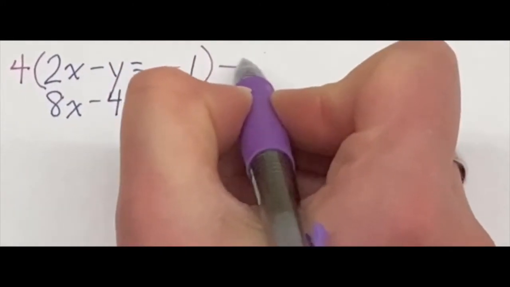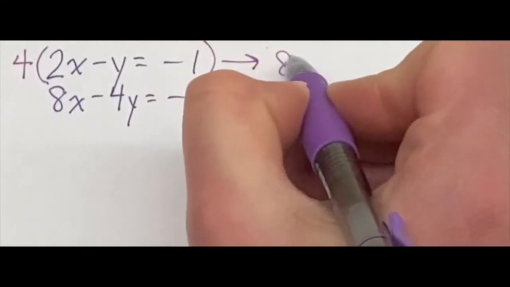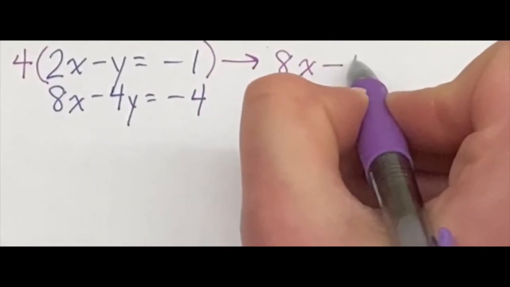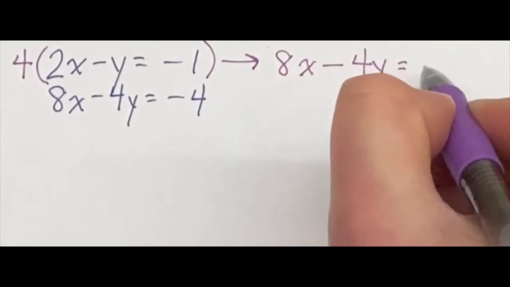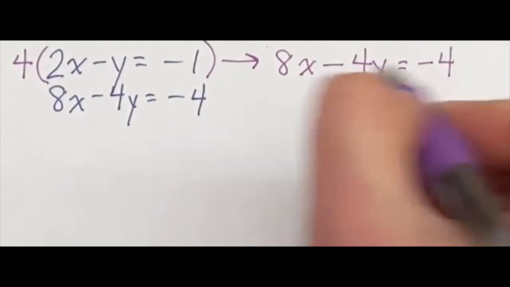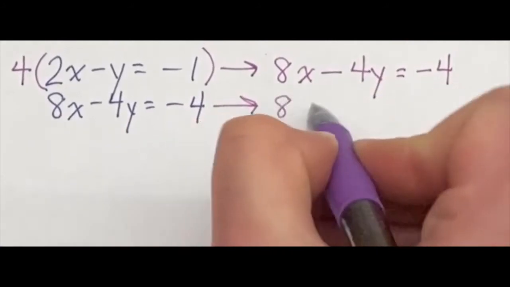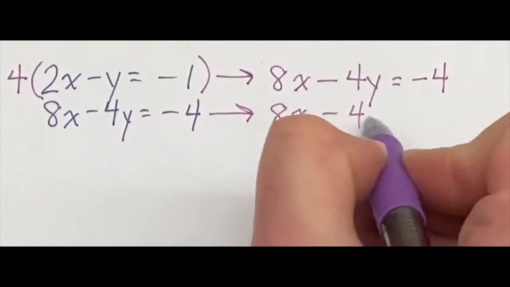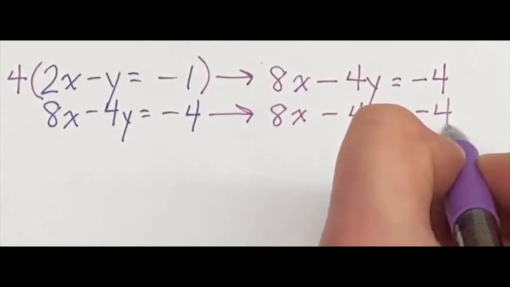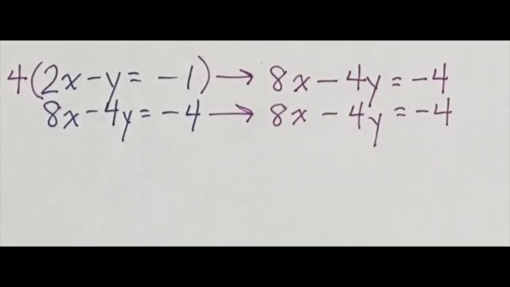I'm going to multiply the top equation by 4 so I can eliminate my x's. So 4 times 2x would be 8x. 4 times a negative y is negative 4y. And 4 times a negative 1 is negative 4. I like to rewrite my equations so they are right on top of each other and aligned.